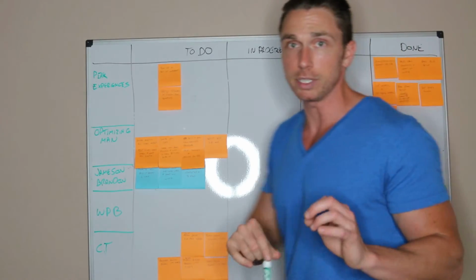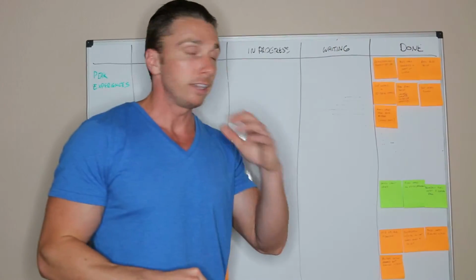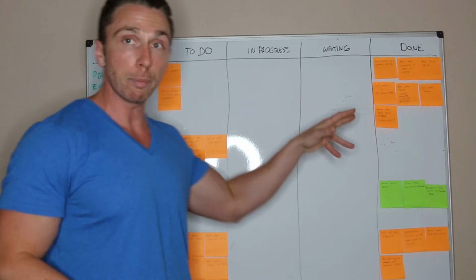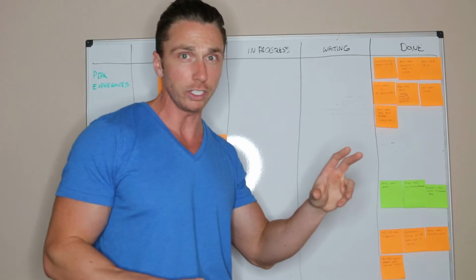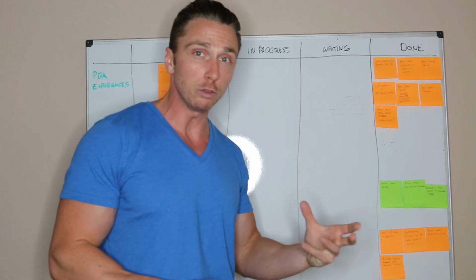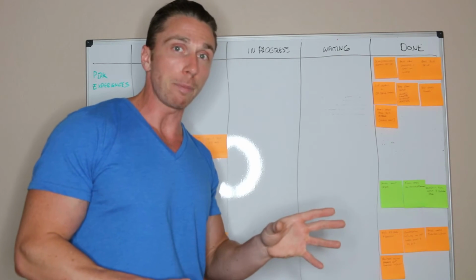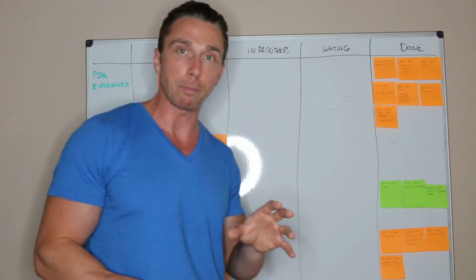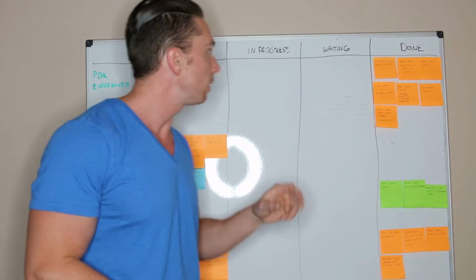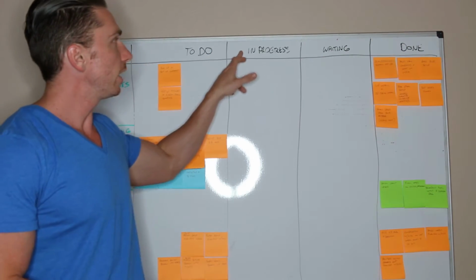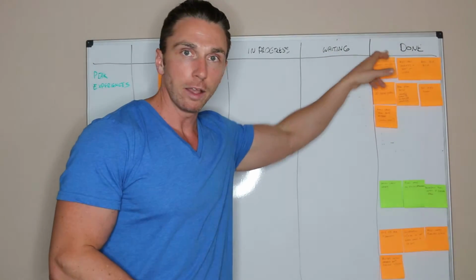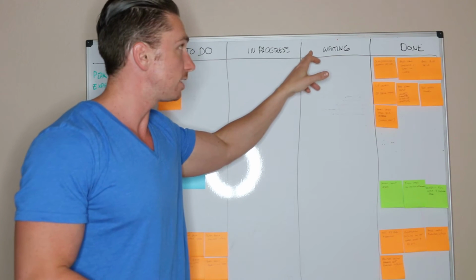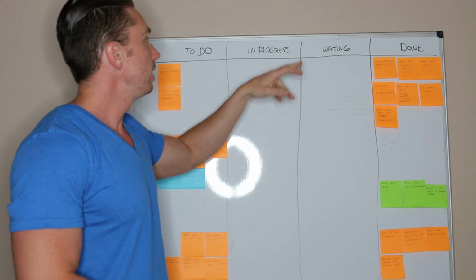It's the same columns, and you can use whatever ones you like. This is just a simple 4-step process. There's also a 7-step that you could use. If you had people that needed to review stuff, then you could adopt that method, which would be a 7-step process. I'll probably give that underneath the video, but this is 4. So it's to do, in progress, waiting, and done. Pretty simple. So I'm waiting on somebody else, waiting on something to happen.